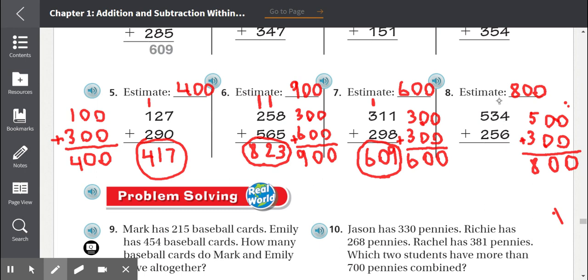So let's solve. First, the ones place. 4 plus 6 equals 10. We carry our 1. 1 plus 3 equals 4. 4 plus 5 equals 9. So we added the tens place. Now let's add the hundreds place. 5 plus 2 equals 7. So our actual answer is 790, and our estimate was 800.